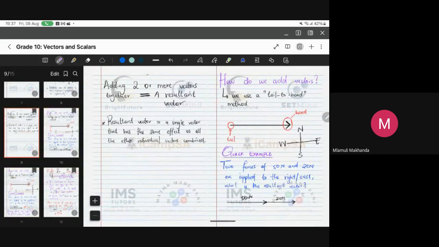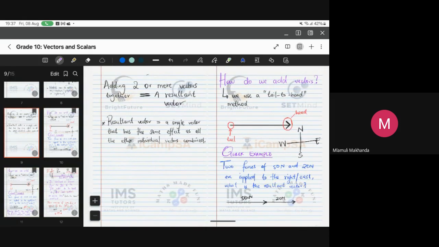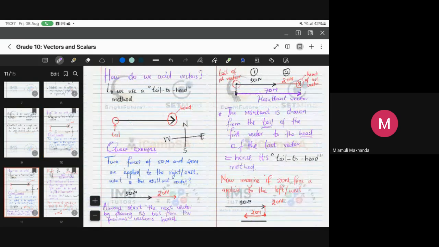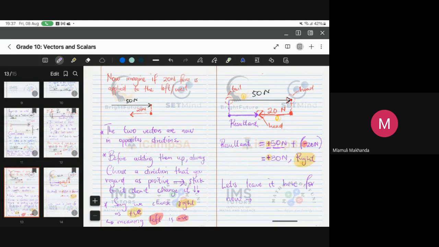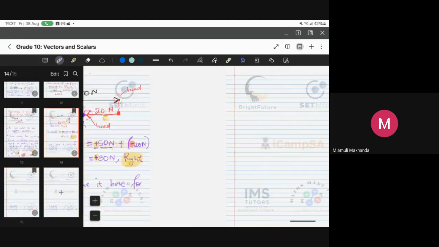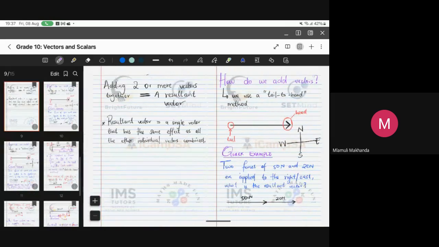So yes, we've added two or more vectors. I think we've done a considerable amount of work. And then by the time your teachers cover this content, you should be at least confident that you know what you're doing. Great. So thank you very much, guys.